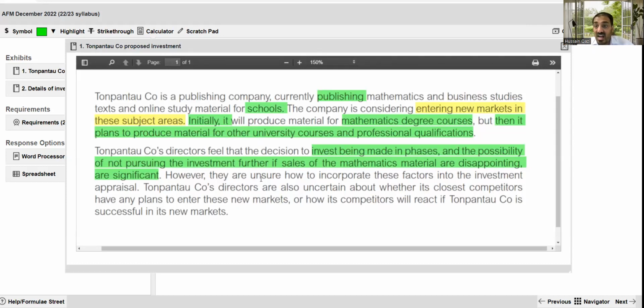However, they are unsure how to incorporate these factors into investment appraisal. Tonpantau's company directors are also uncertain whether its closest competitors have any plans to enter new markets, or how competitors will react if Tonpantau's company is successful in the market. These last two lines are also very much important for BSOP or real options.